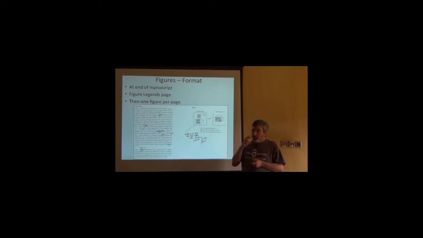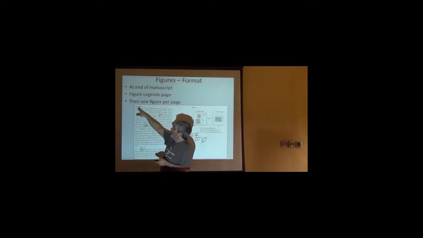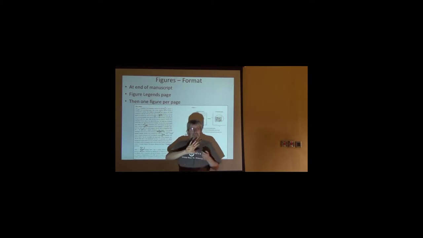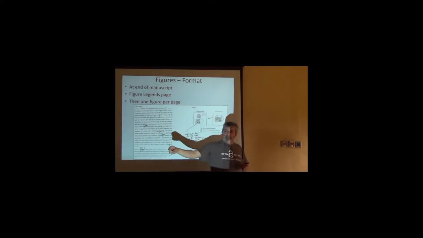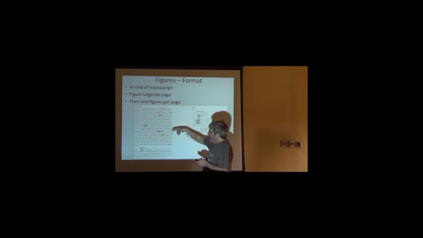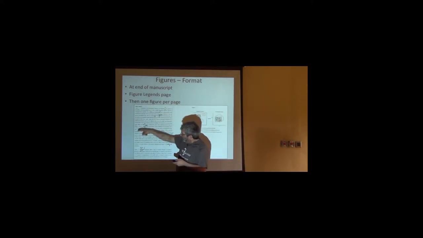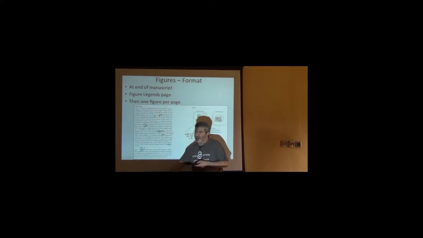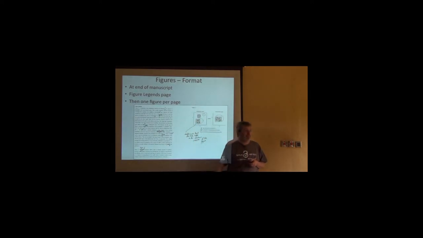But what the publisher wants is a section, figure legends. This is at the end. And generally, these pages are not numbered. You have this section of figure legends, with the massive caption for that figure, and then the next one, and the next one. And then after the figure legends, one figure per page, one, two, three. Now why is that?